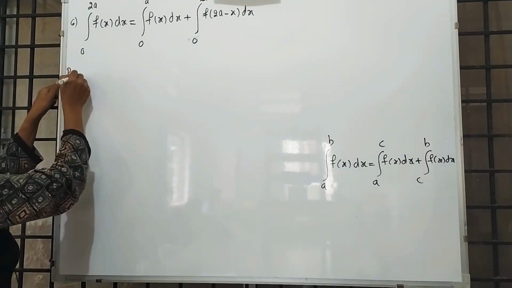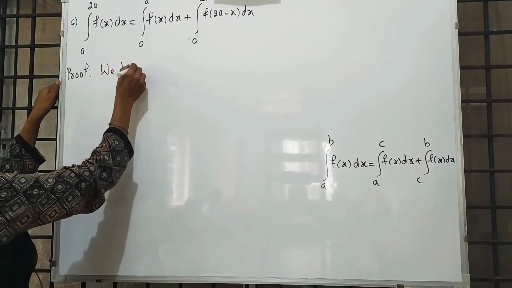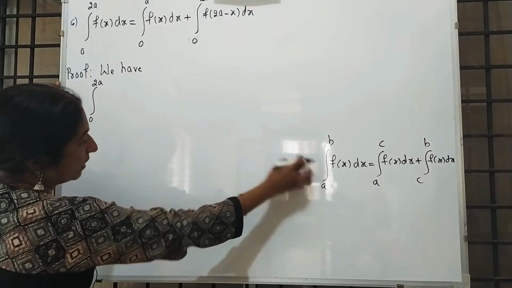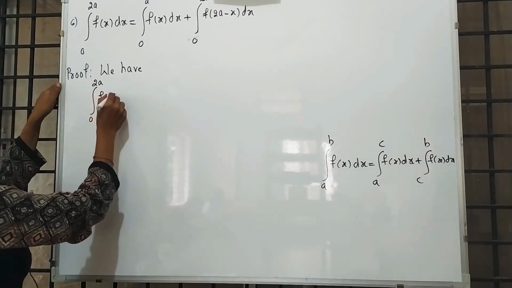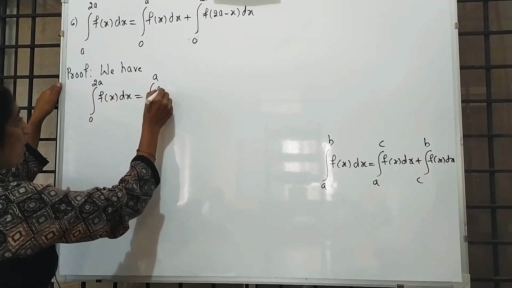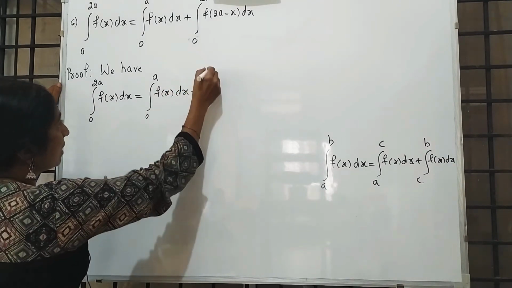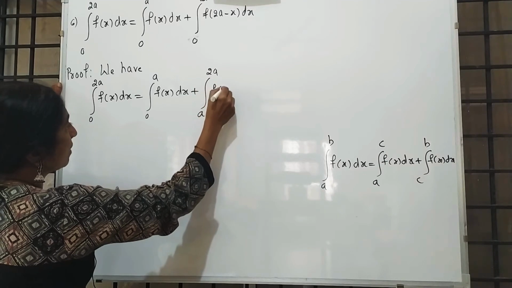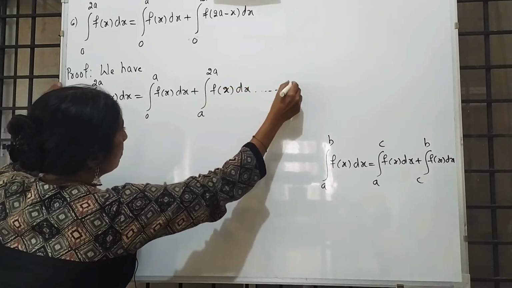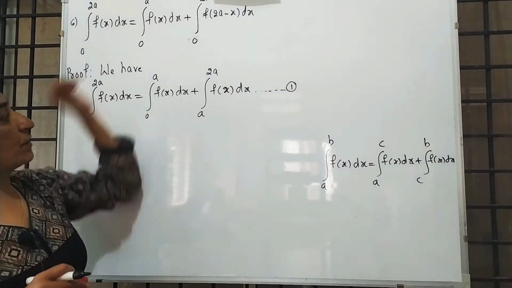Write down the proof. First write down the LHS. So sorry, split that LHS. We have integration from 0 to 2a. Apply this property. f of x into dx is 0 to a of f of x dx plus a to 2a of f of x into dx. This is equation 1. So here compare this result with the given.